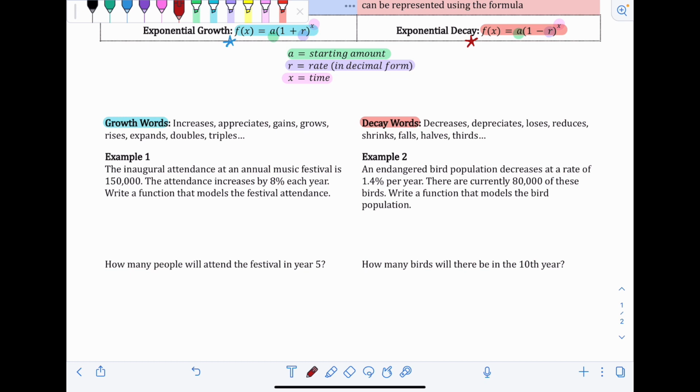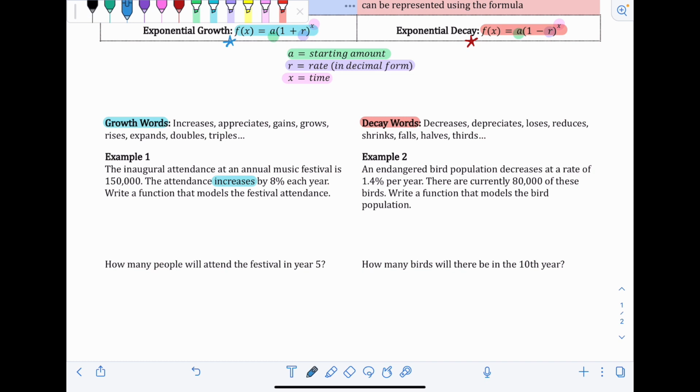Okay, so example 1, the inaugural attendance at an annual music festival is 150,000. The attendance increases by 8% each year. Write a function that models the festival attendance. So we have to decide which formula we want to use first. It says that the attendance increases by 8% each year, so that means it's growing.